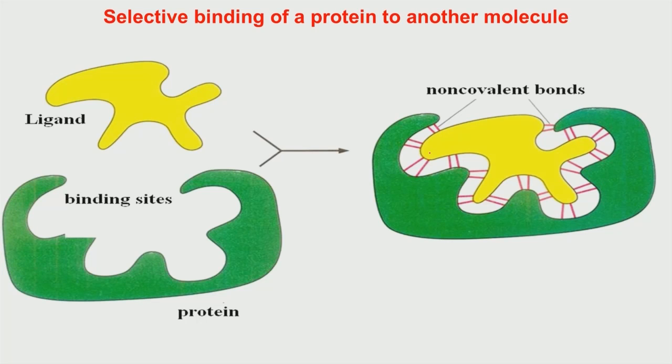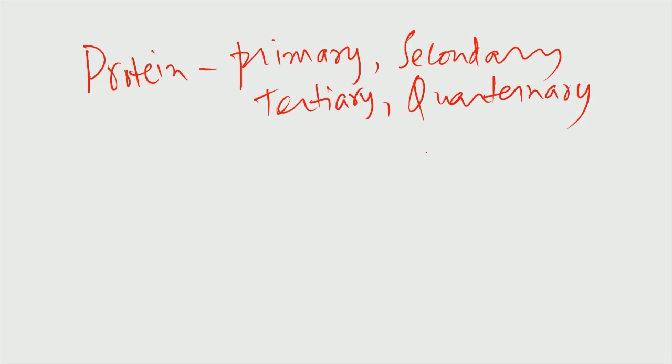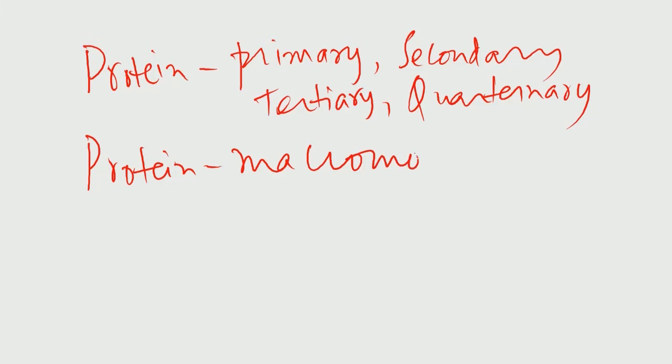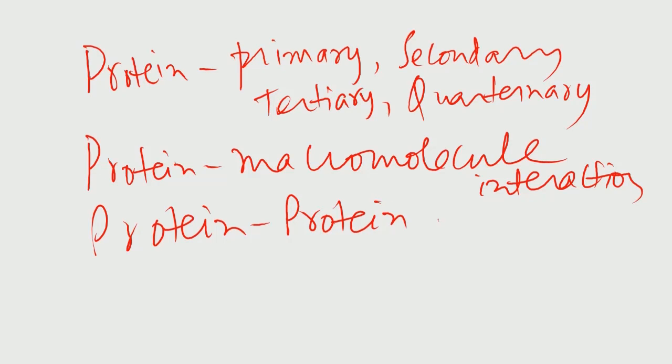The selective binding of a protein to another biological macromolecule is important, and protein interaction is also important. So, what I mentioned in the last module is that protein versus biological macromolecule interaction, and also this protein interaction, both are important in the context of biomaterial science, simply because, as I will be dealing with in today's module, cell material interaction is essentially mediated by protein interaction.